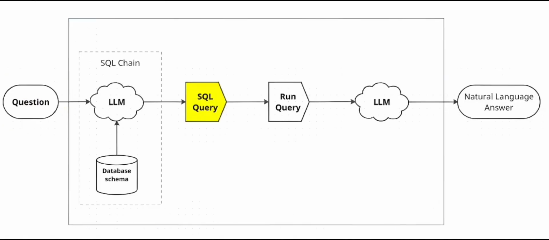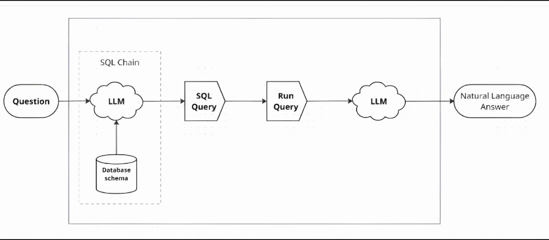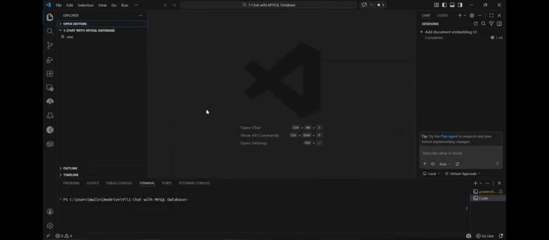Once the SQL query is generated, it is executed on the database. The database returns a raw result, but these results are not always easy to understand. So we send this result once again to the LLM, and this time the LLM converts the output into a cleaner, human-readable answer. Now we clearly understand the workflow. Let's implement this step by step in the code.